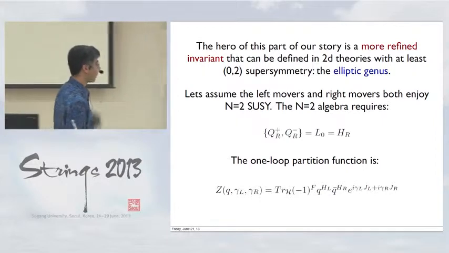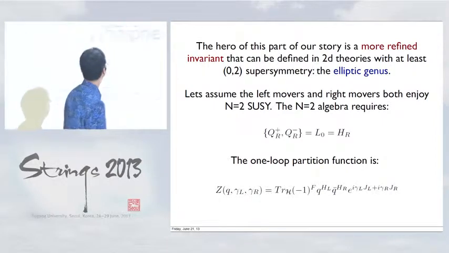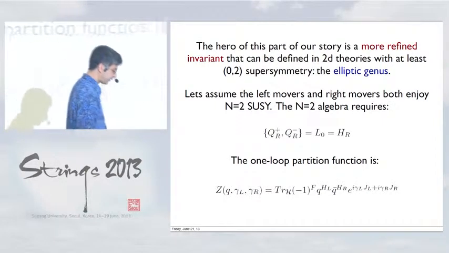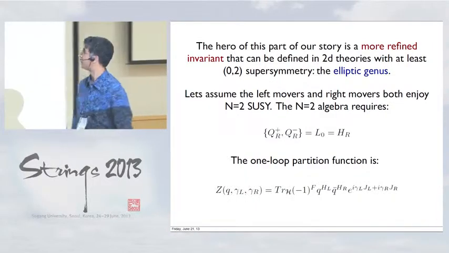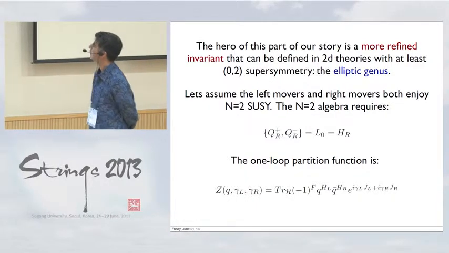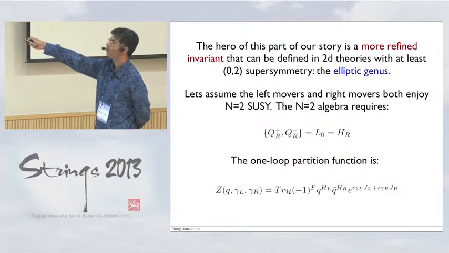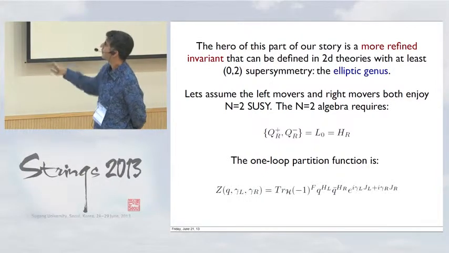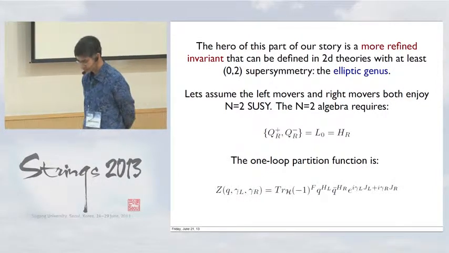The hero of the part of our story I'm telling now is going to be a more refined version of that Witten index that can be defined in two-dimensional theories, like a K3 sigma model, that have at least (0,2) supersymmetry in 2 dimensions. And this is something called the elliptic genus.